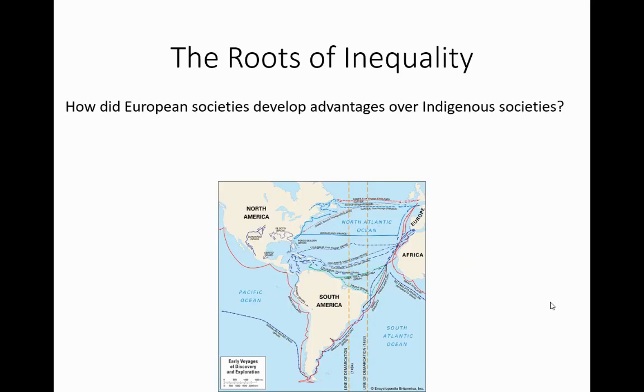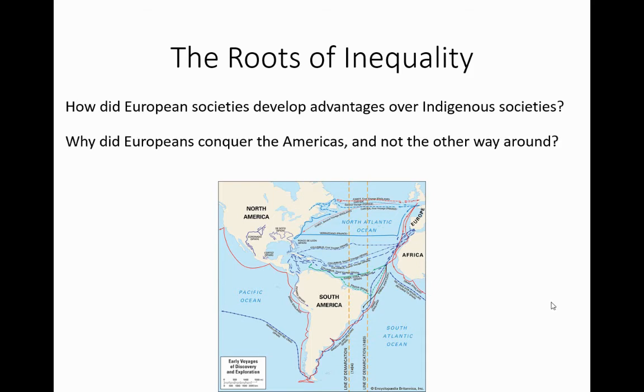So how did European societies develop the advantages that they had over indigenous societies? And why did Europeans conquer the Americas and not the other way around? Why was it not that the people of the Americas arrived in Europe on big boats and had guns and conquered the Europeans? Why didn't that happen?